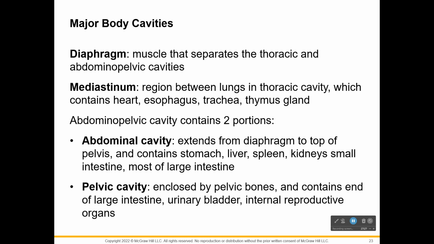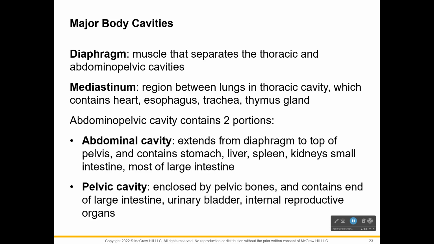You're also going to want to know mediastinum. This is between your lungs in the thoracic cavity, and it's where your heart is, and part of your esophagus, trachea, and the thymus gland is located. Now, abdominopelvic cavity is actually two cavities kind of combined. There's the abdominal cavity, which is the upper part of that. It's right below the diaphragm, right? If we went above the diaphragm, we'd be in thoracic cavity.